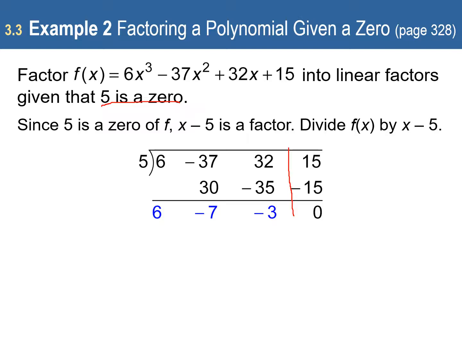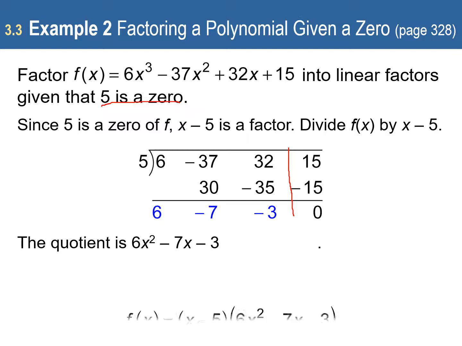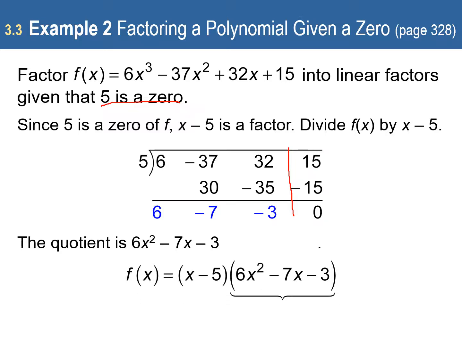And you see that your new polynomial is going to be 6x squared minus 7x minus 3 times x minus 5. But now we need to factor 6x squared minus 7x minus 3. All right, and we can factor that into 2x minus 3 times 3x plus 1.